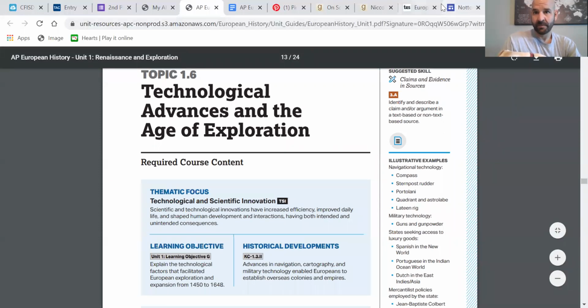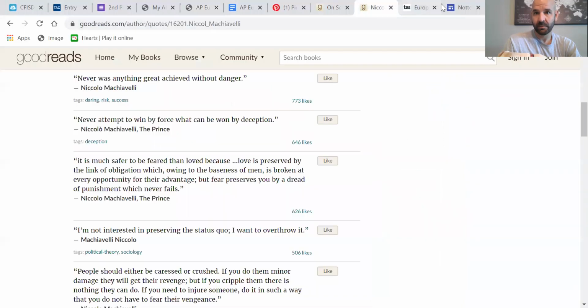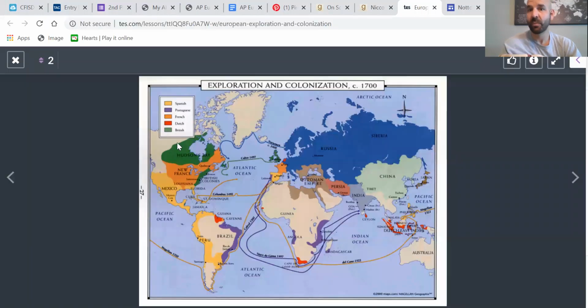Okay, so if we go to this map right here, we will see this is a map of exploration and colonization that takes place up to 1700. All right, so what are the things we need to know about this? We'll come back to that later on. Let's go to big screen. All right, so the things you need to know.